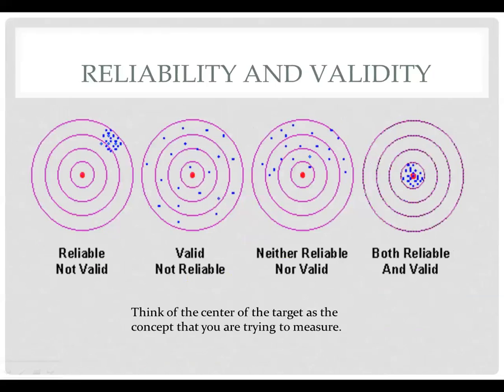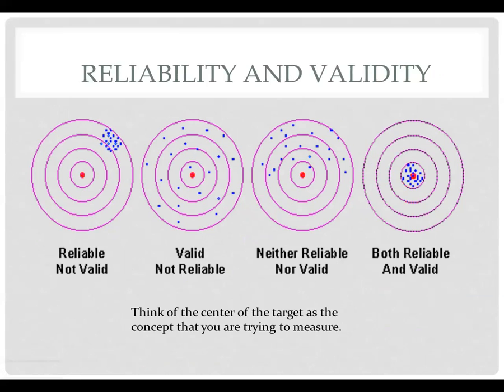The difference between reliability and validity is kind of looking at this target. You can be reliable but not valid. So your instrument is great. It measures exactly what you intend to measure, and every time you measure it, you get very similar results. But it's not valid because you're not actually measuring what you think you're measuring.